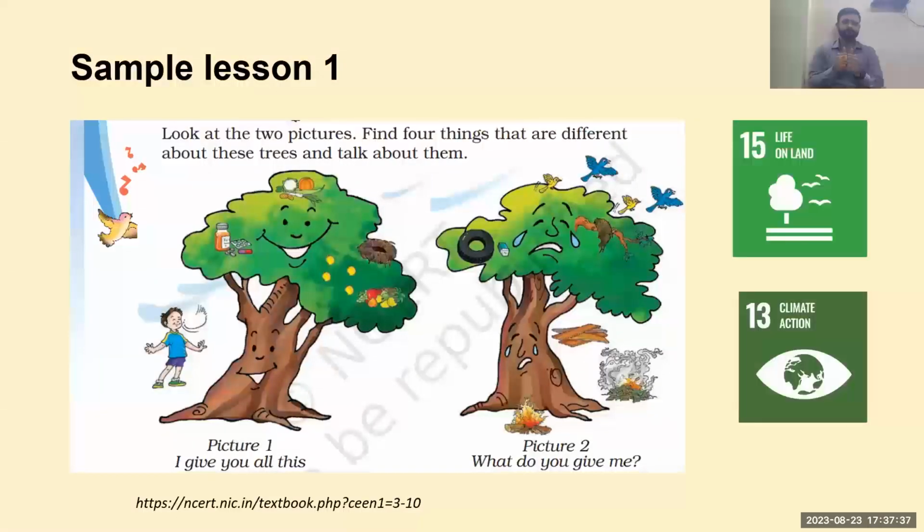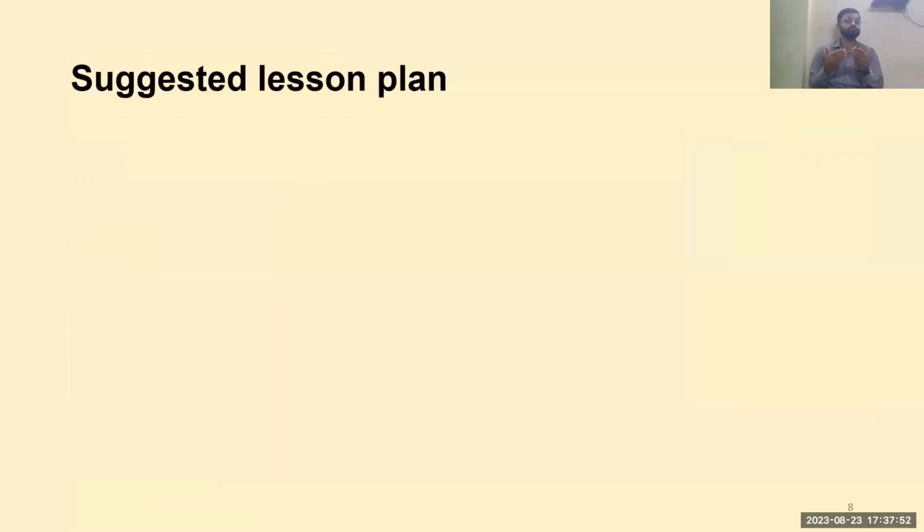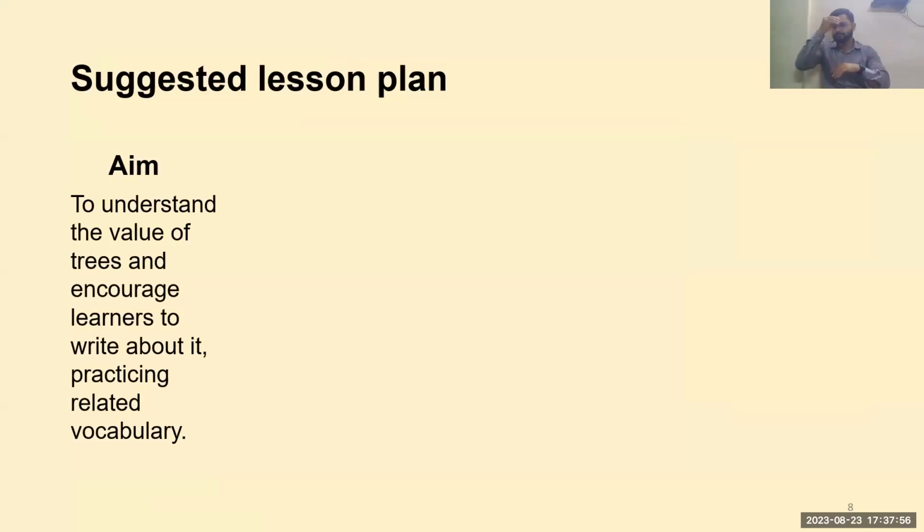So the SDG for this is life on land, obviously, because it's talking about trees and the life that the trees are nurturing. We can also link it to climate action. So here's a suggested lesson plan. Aim is to understand the value of trees and life on land, and also for learners to write about it. This is going to be a writing skills activity.